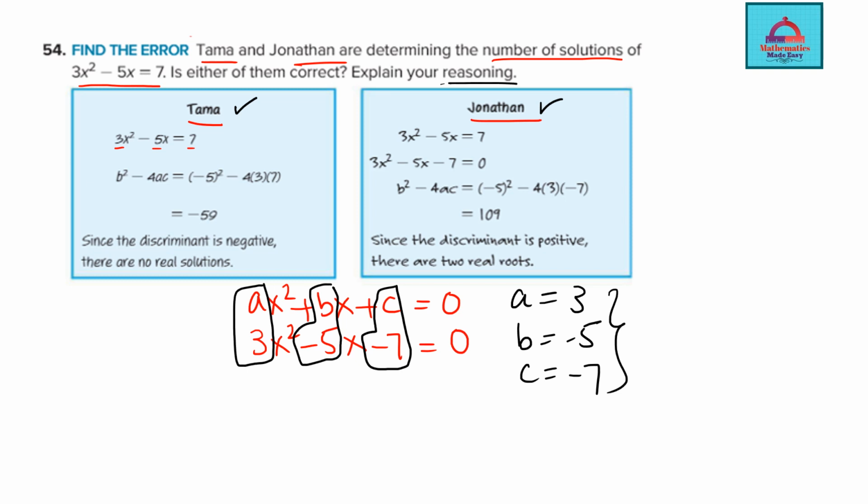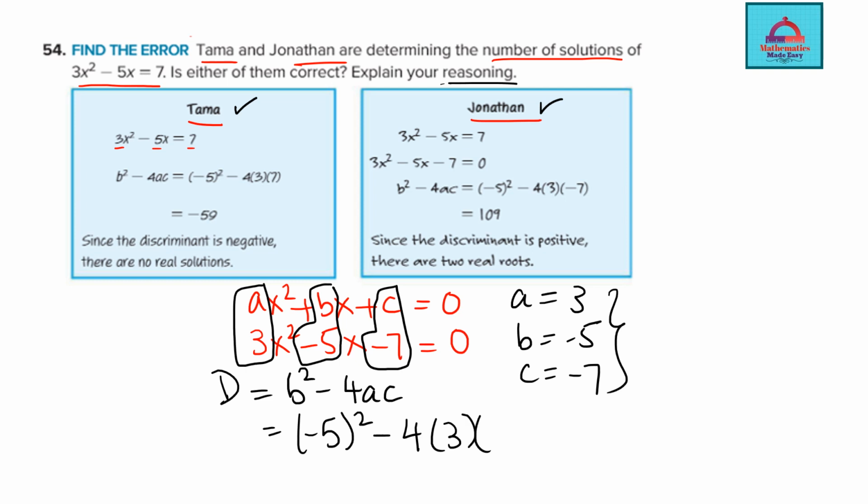So look at what Tama has done. Let's see. So Tama has taken the value of A to be 3, which is correct. Then he took B to be minus 5, which is correct. But the C value he took as 7, not minus 7, because he is trying to calculate the discriminant. This is the value of discriminant, we all know. So let's calculate the correct answer first. So yes, we plug in B as minus 5, then we plug in the value of A, which is 3, then C, which is 7.